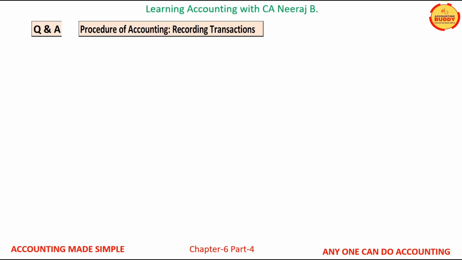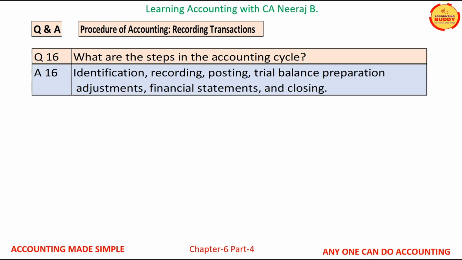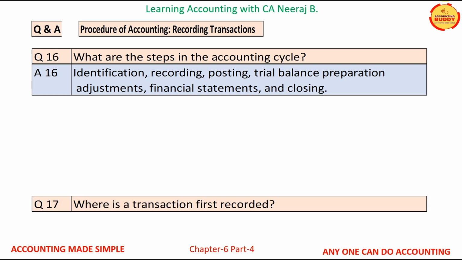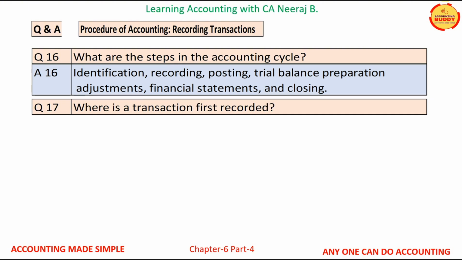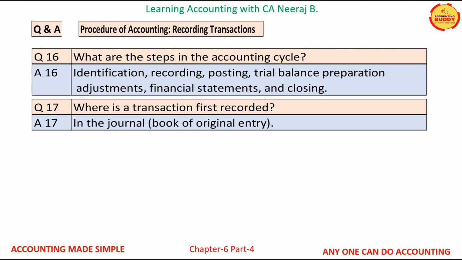In this section, we will take up the questions and answers related to the procedures of accounting and the recording of the transactions. Question number 16 on your screens is, what are the steps in accounting cycle? The answer is identification, recording, posting, trial balance preparation, adjustments, financial statements and closing are the steps in the accounting cycle. Question number 17, where is a transaction first recorded? The answer is in the journal book, which is also known as the book of original entry.